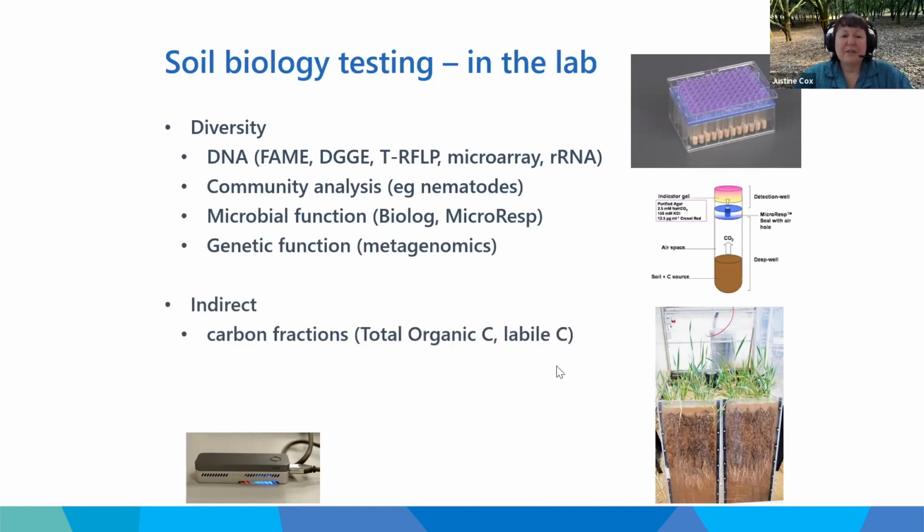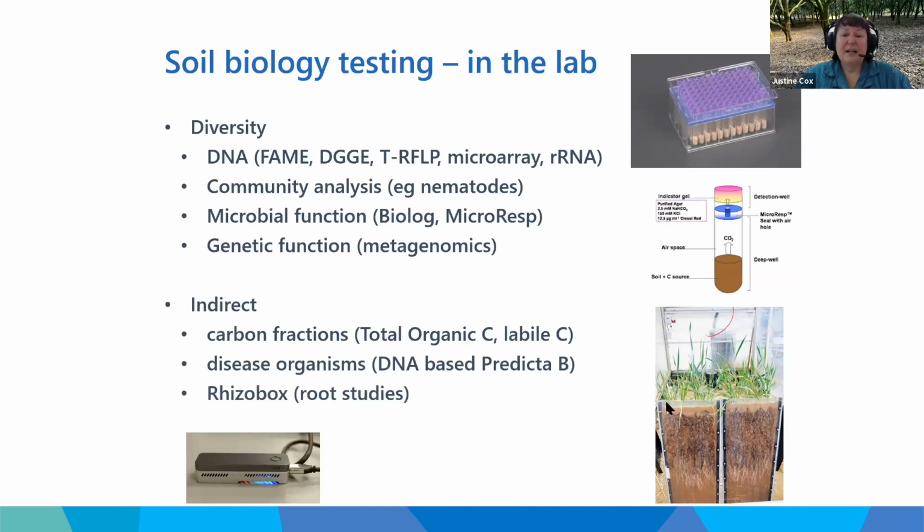There are other indirect ways to look at soil biology, like looking at the carbon fractions. There's the total organic carbon, there's labile carbon, and the short, medium and long-term stable carbon. We can look at all of those. We can look at disease organisms, so the predictor B test. And we can grow plants in what's in this picture on the bottom, the rhizo box, and look at root studies and see what's happening in a controlled environment.